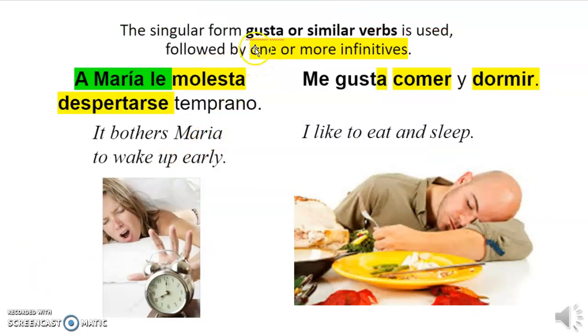One thing I want to make really clear, when you have even two infinitives in a sentence, like here I'm saying me gusta comer y dormir, but I still use the singular form of gusta. It's just something that you just have to kind of memorize. This side says, a María le molesta despertarse temprano. So even though this is a reflexive verb, it's still in the infinitive. A María le molesta despertarse. Okay?